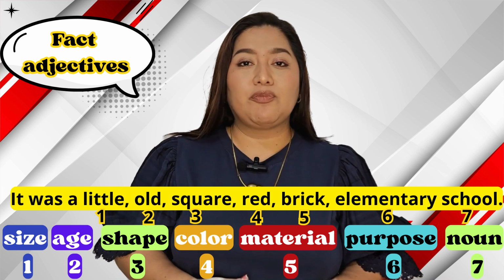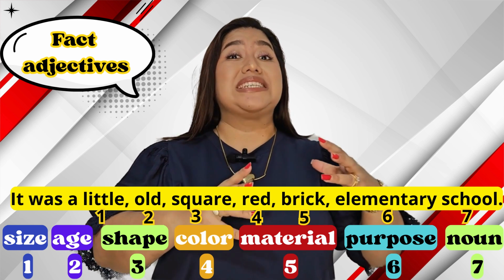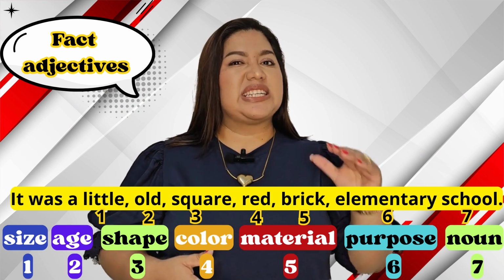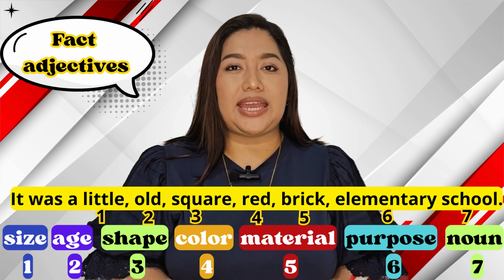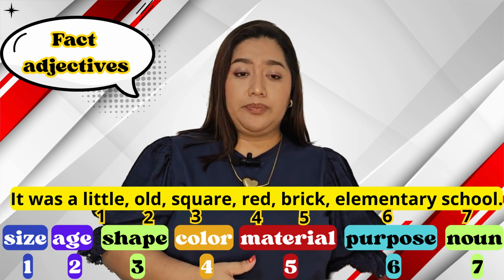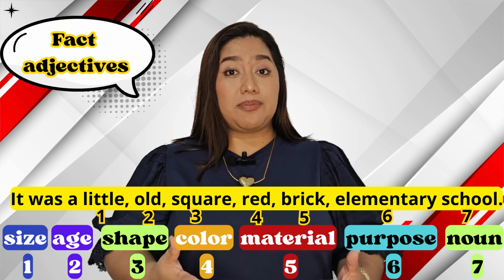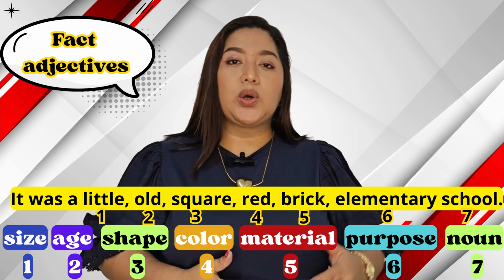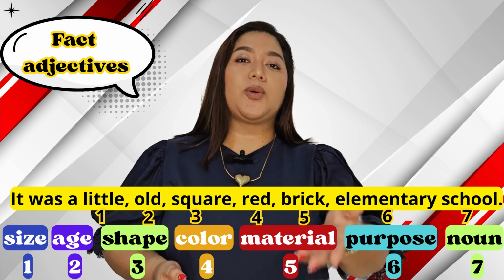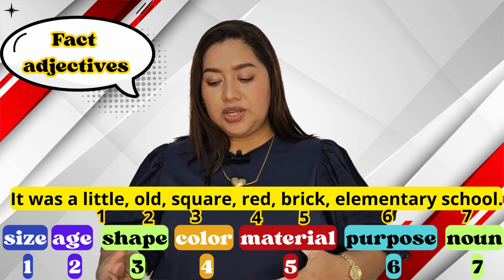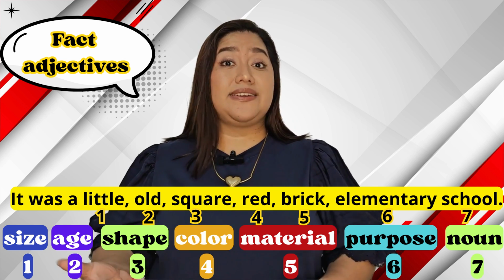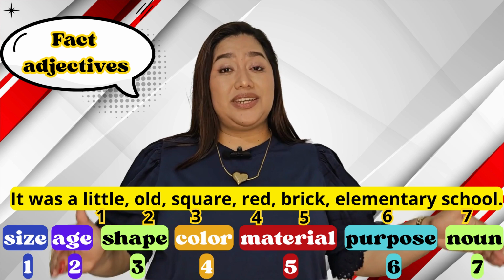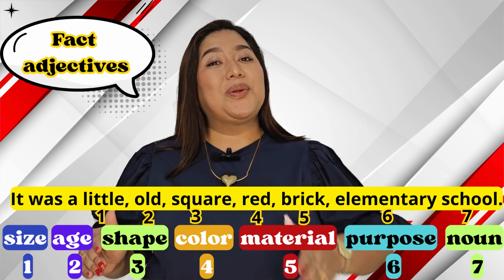So, first of all, you're going to use adjectives about size. For example, little, small, huge. And then you're going to use age. For example, new or old. After that, we usually use the shape: square, rectangular, circular, etc. And then you can use color and material. Color: red, yellow, pink, black. And material, for example, brick, cement, etc. And at the end, you use the purpose. So in that specific order, you need to place all your adjectives.